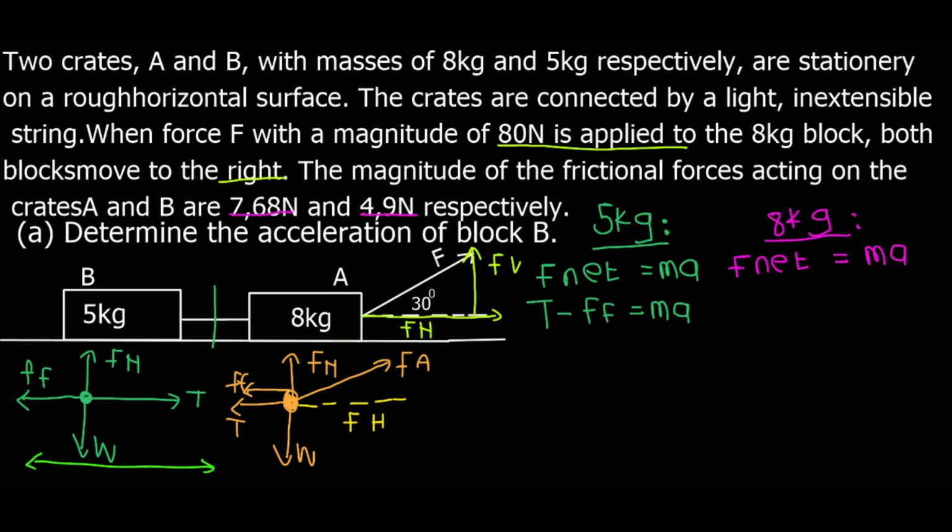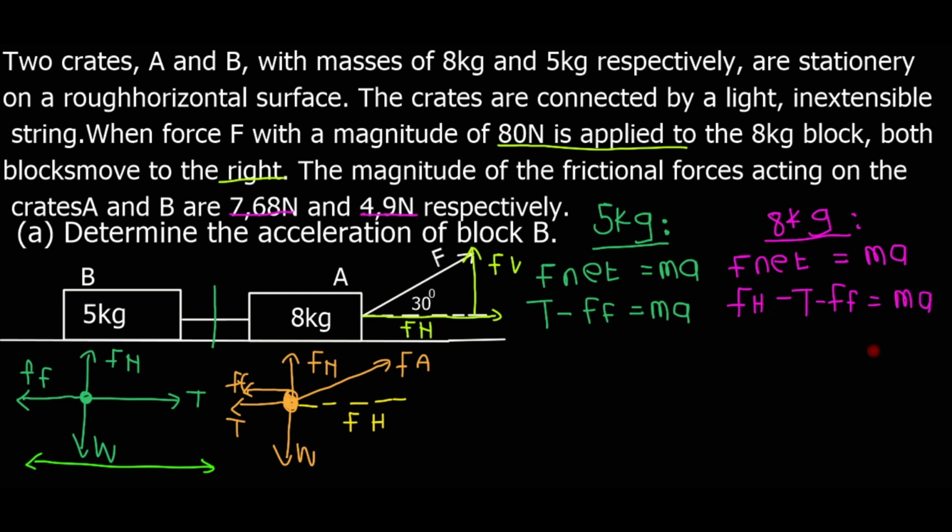Now for the 8 kilograms, we look at the forces that are already parallel to the direction of motion. This is our direction of motion. The forces parallel to the direction of motion are F horizontal, friction and tension. Remember this object moves to the right because of this horizontal component, so that is why I include it. So from there we get FH minus tension and then minus friction, equal to MA.